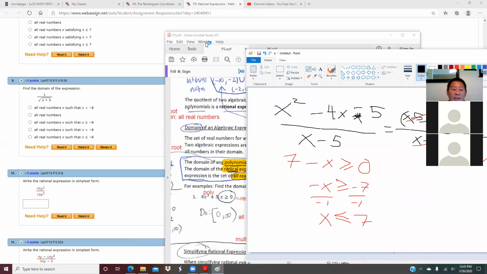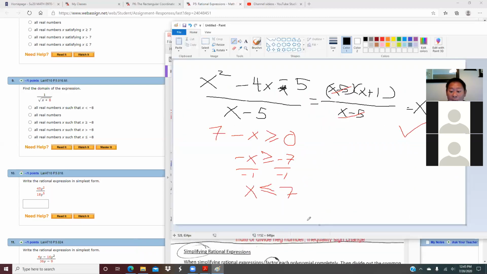Don't forget, this is your attendance. Make sure you guys do this. At least you try, I still mark you a 10.